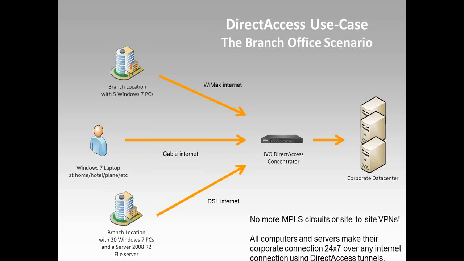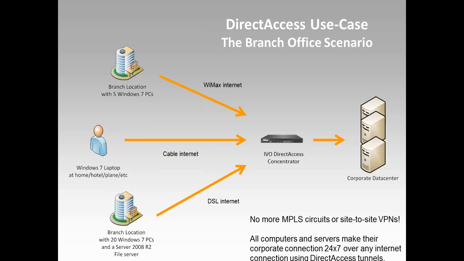But a couple of fun use case scenarios that we're starting to see more and more of. The first one is called our branch office scenario. And these use case scenarios are just ways to get you thinking creatively of different ways that DirectAccess could be beneficial to you. So our branch office scenario, we recognize that many companies have branch offices scattered all over the country, sometimes all over the world.